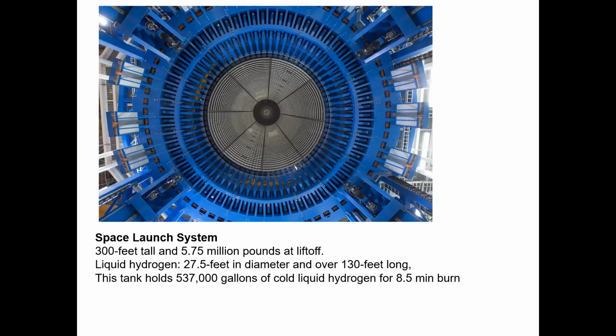So here you can see a picture of an SLS launch system. Some of the features of this kind of system is that this is a 300 feet tall system. It's a huge, massive rocket, and it's a feat of design engineering itself. And it produces 5.75 million pounds of thrust at liftoff.